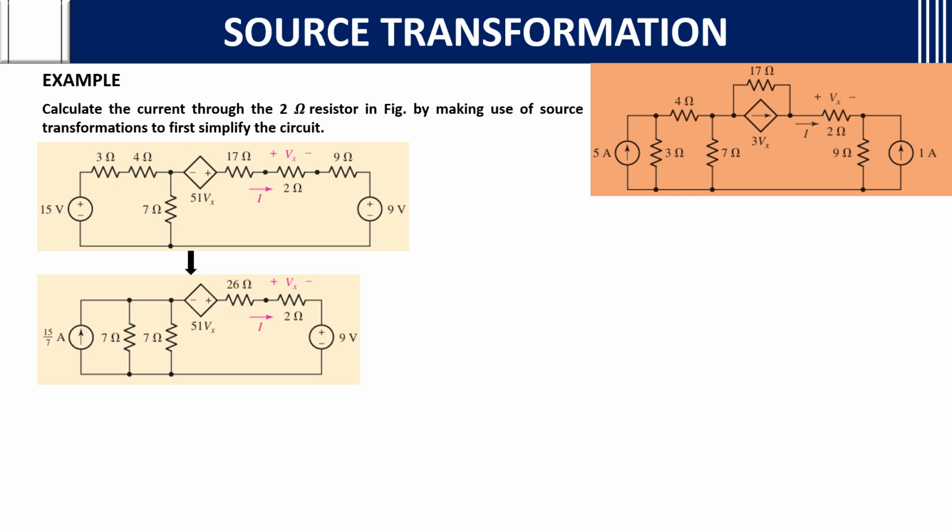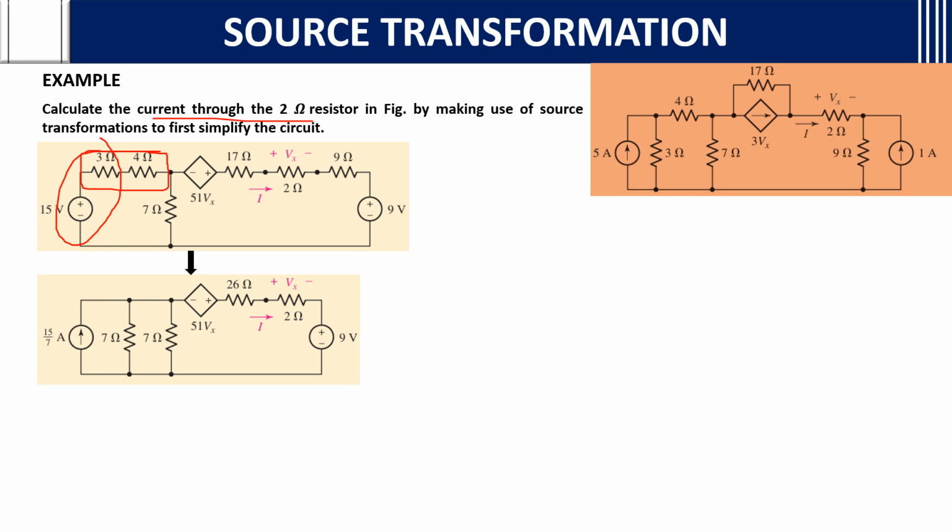After that, what will you do? We convert the voltage source in series with resistance into a current source again, because we need to simplify the circuit using source transformation so that it comes into one loop, one mesh only, making it easy to apply KVL and find the current through it. So again this voltage source in series with resistance is converted into a current source. Same 15. If you see carefully, 4 and 3 are in series, so we can add them: 4 plus 3 is 7 ohms, and 15 by 7 ampere is the current.